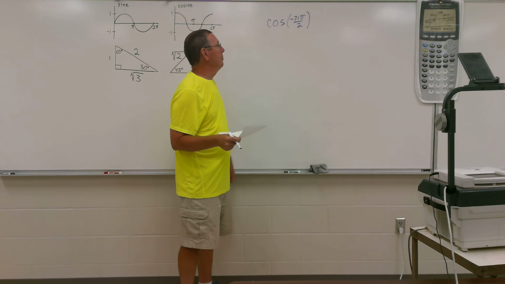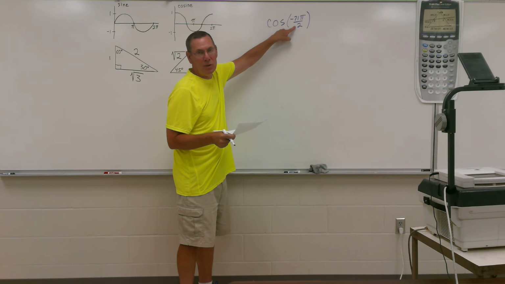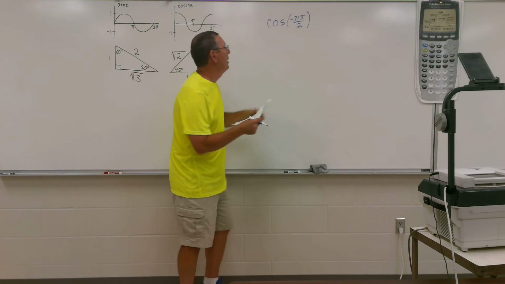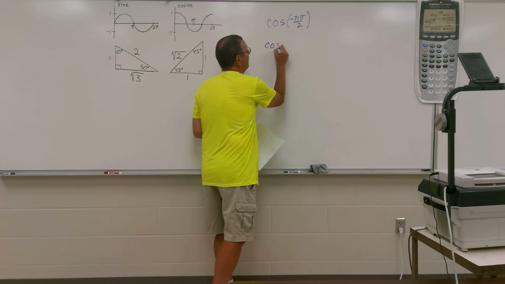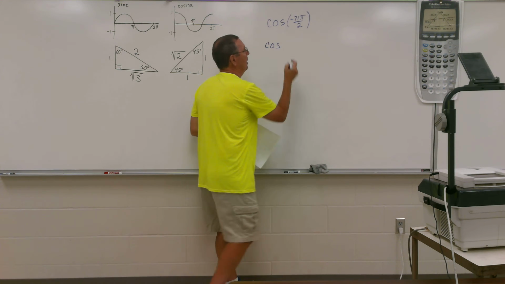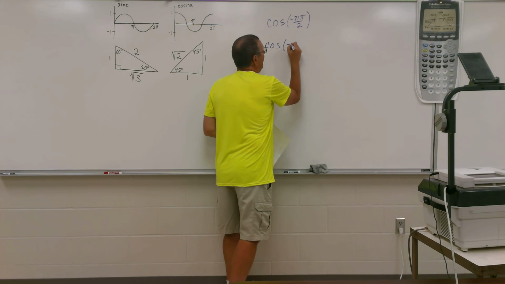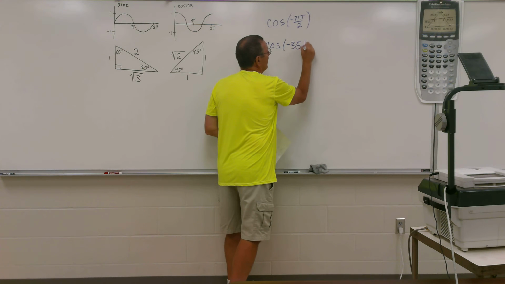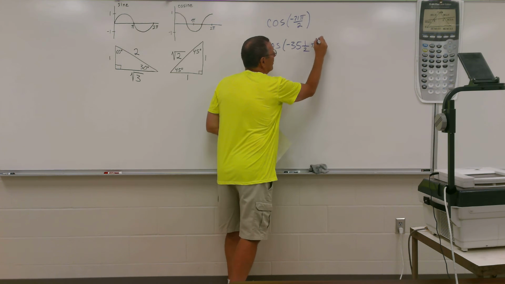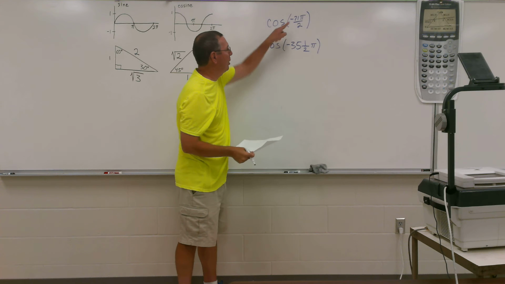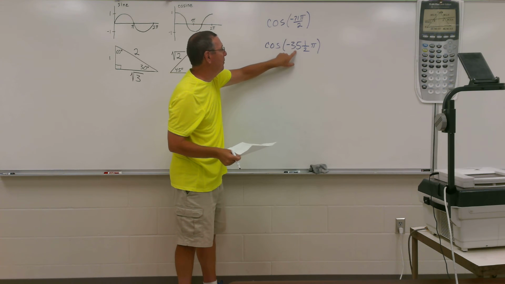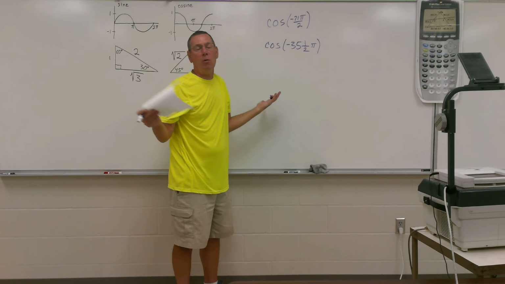Okay, negative 71 pi over 2. First I'm going to change that to this. 2 goes into negative 71, that'd be negative 35 and a half. You have to be able to do some work with fractions here to divide that to get negative 35 and 1/2 pi. Okay, now we're in good shape.